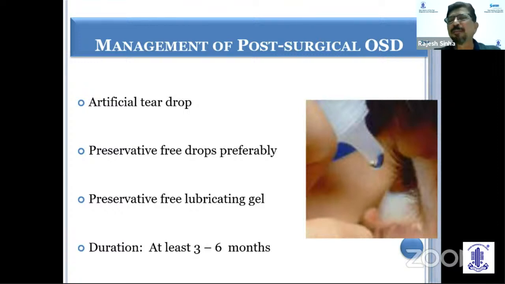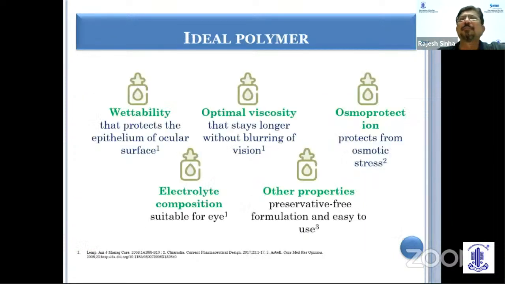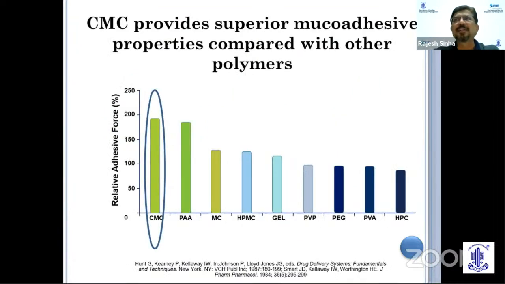As the previous speakers have very nicely mentioned about the management of dry eye, I will, due to paucity of time, go fast in this. As we all know, the lubricants are the mainstay of treatment of dry eye, and an ideal polymer, as I had mentioned earlier, is yet to come. But a lot of polymers have been used as far as reduction of symptoms is concerned. Carboxymethylcellulose has been used for the last so many years and has been found to be quite effective.